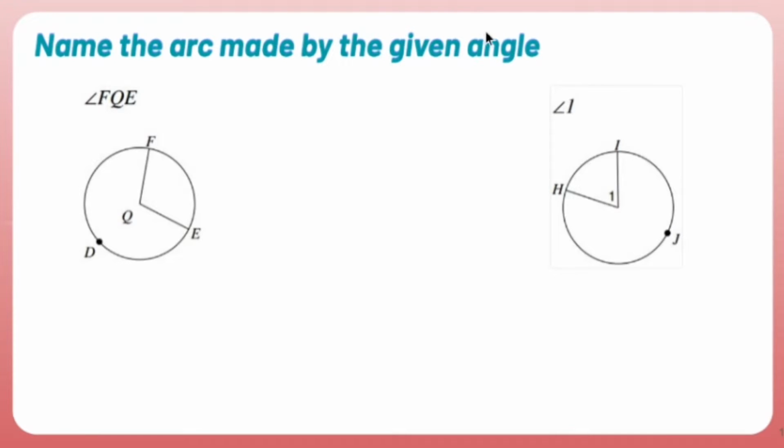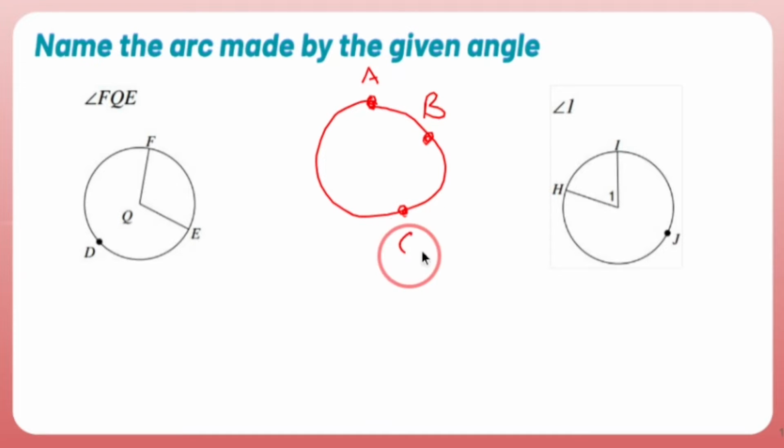Name the arc made by the given angle. All right, so I'm given these pictures, and there's ways that you can name arcs. An arc in a circle is basically, if you were to look at the outside of the circle, if I were to go from A to B, I could name that arc AB.